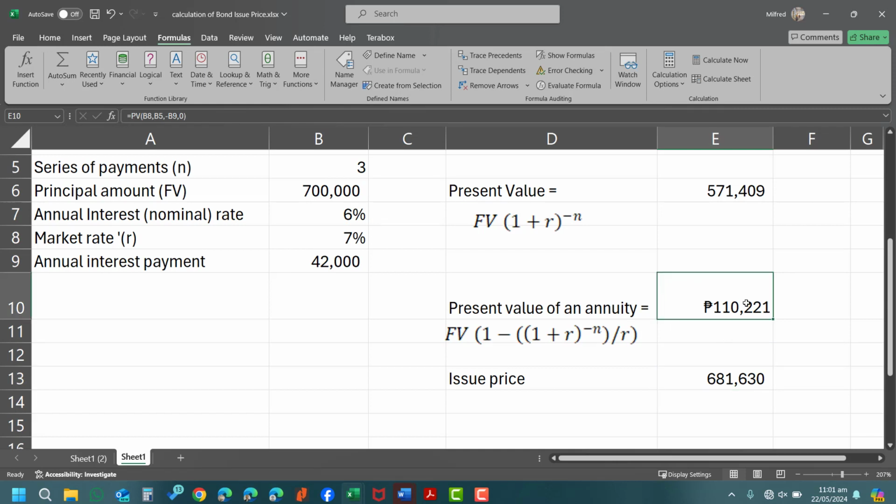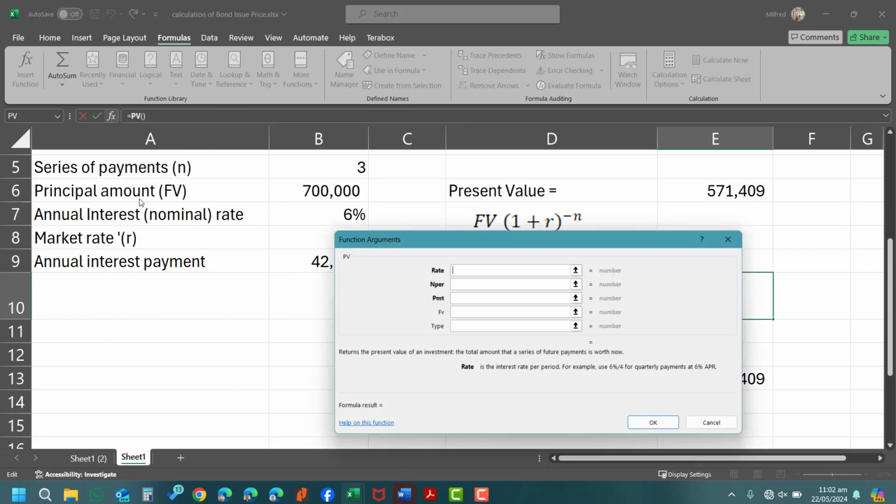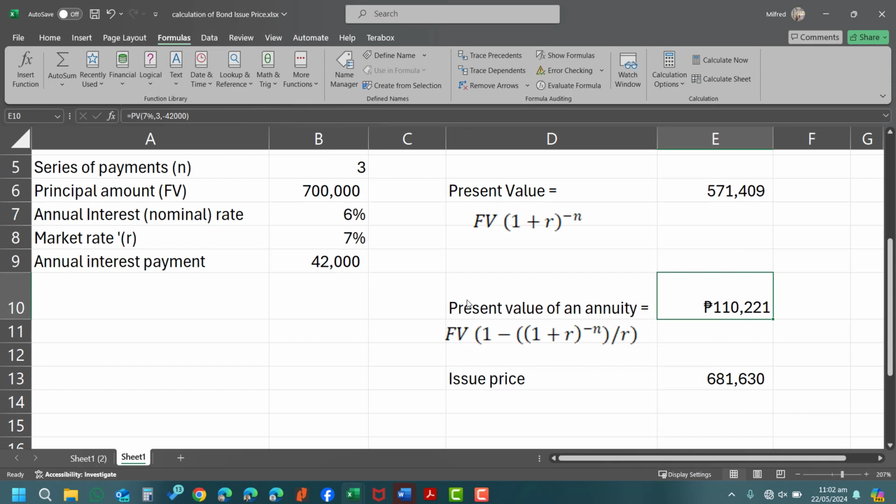Alternatively, to calculate the present value of an annuity, you can go to Formulas, again Financial, Present Value or PV. The rate is 7%. The periods will be 3. Payment is 42,000, and you make it negative. So that's the issue price. That's the alternative way. So this is the issue price of the bonds.